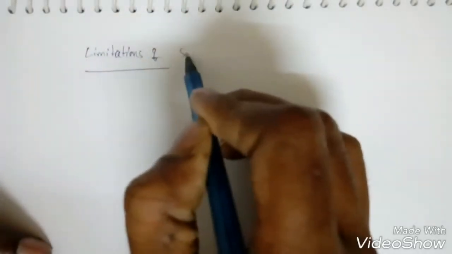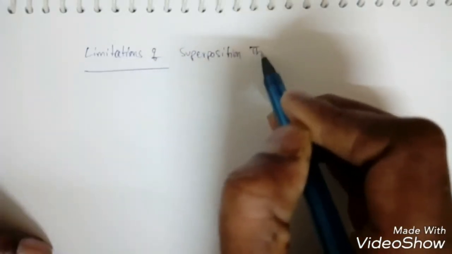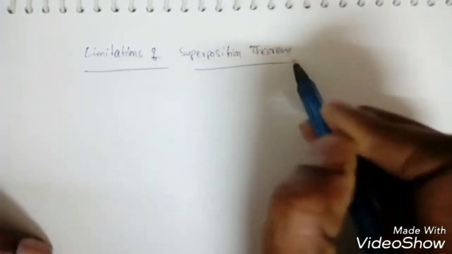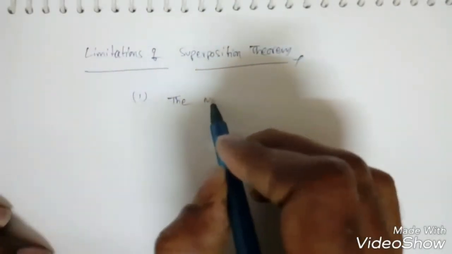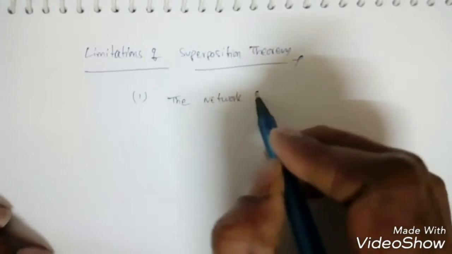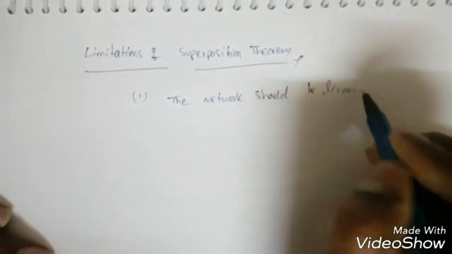Now there should be some limitations of superposition theorem. So what are those limitations? We'll see. The first one is the network should be linear, right? Otherwise we cannot apply superposition theorem. Network should be linear.